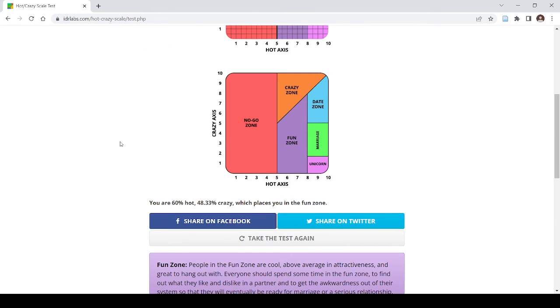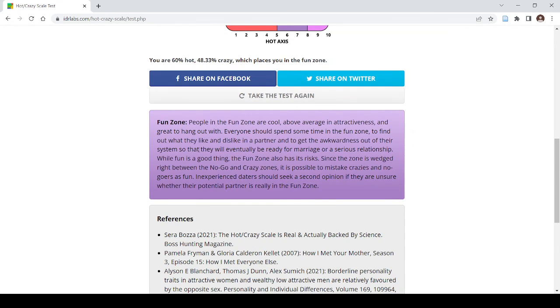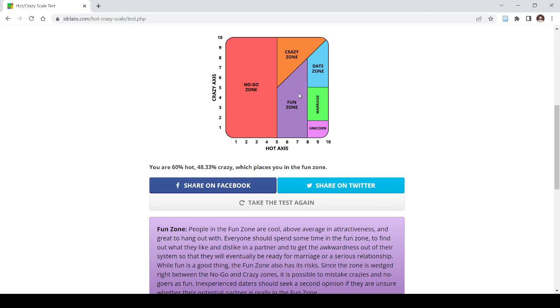Okay. You got 60% hot, 48.33% crazy, which places you in the fun zone. Okay, let's see. People in the fun zone are cool, above average in attractiveness, and great to hang out with. Why, thank you. Everyone should spend some time in the fun zone to find out what they like and dislike in a partner and to get the awkwardness out of their system so that they will eventually be ready for a marriage or a serious relationship. Good to know. While fun is a good thing, the fun zone also has its risks. Since the zone is wedged right between the no-go and crazy zones, it is? It's not exactly wedged, is it? It's just kind of like to the side. If anything, the crazy zone is wedged between no-go and fun.